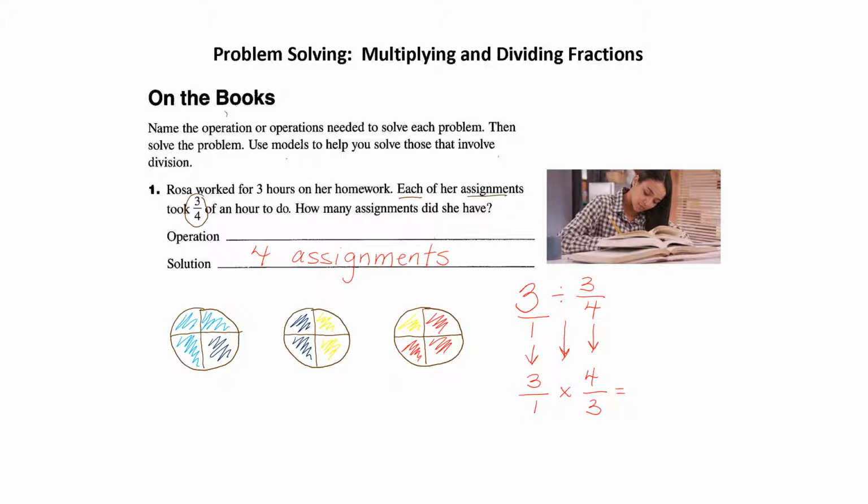We can reduce before we multiply. 3 divided by 3 is 1. 3 divided by 3 is 1. 4 stays and 1 stays. 1 times 4 is 4, and 1 times 1 is 1. 4 over 1 equals 4, and this matches our answer for assignments. So the operation that we used was division.